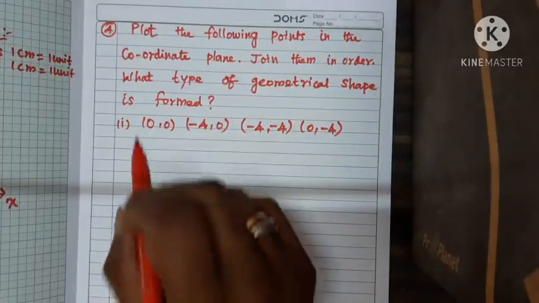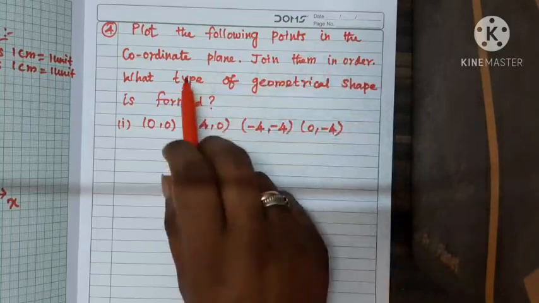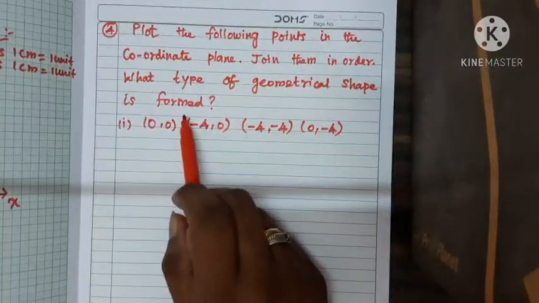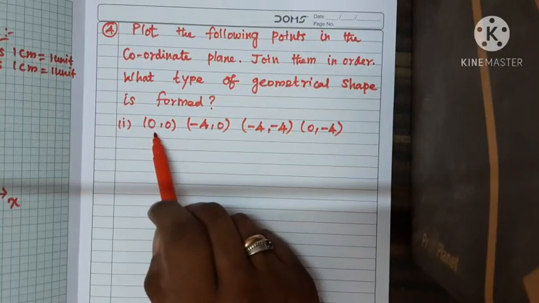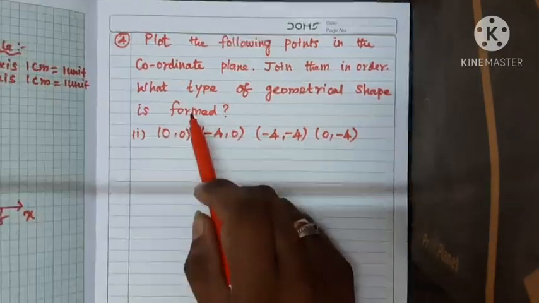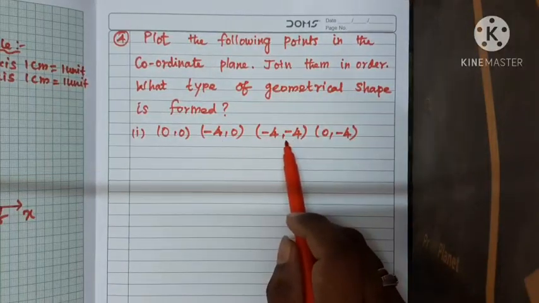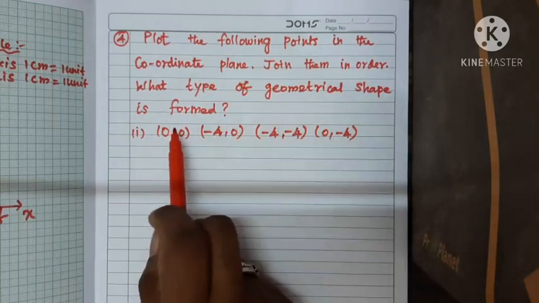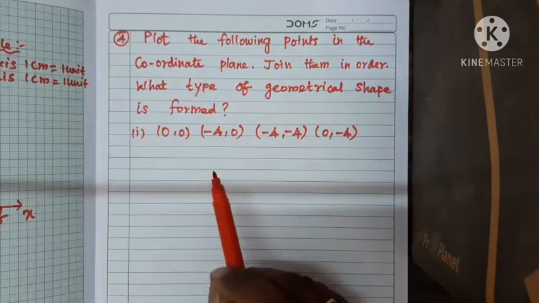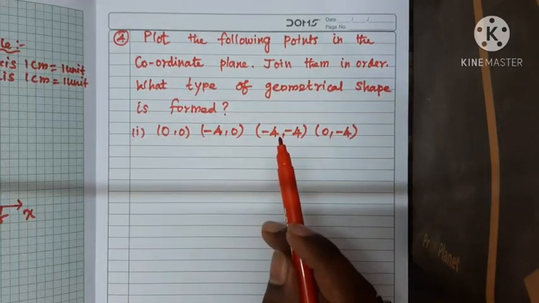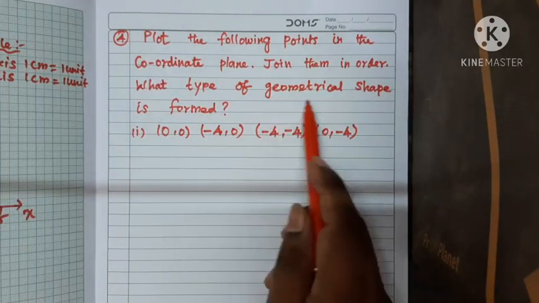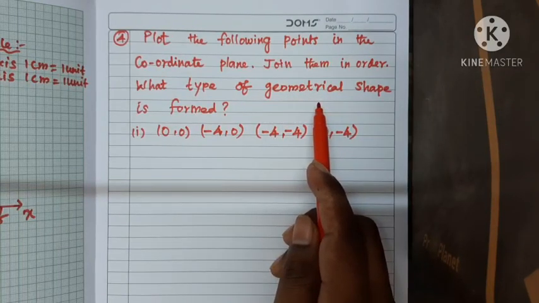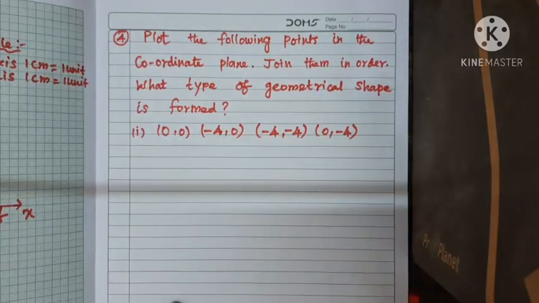Next, question number 4. Plot the following points in the coordinate plane. Join them in order. What type of geometrical shape is formed? The points are 0, 0, minus 4, 0, minus 4, minus 4, 0, minus 4. We have to plot these points on the graph and then join all the points. We have to write the geometrical shape name. Clear? This is a very important graph question.